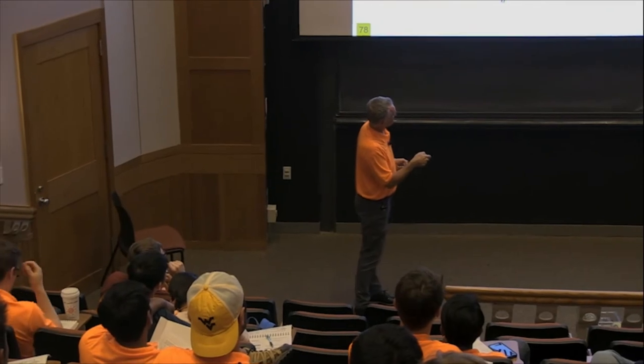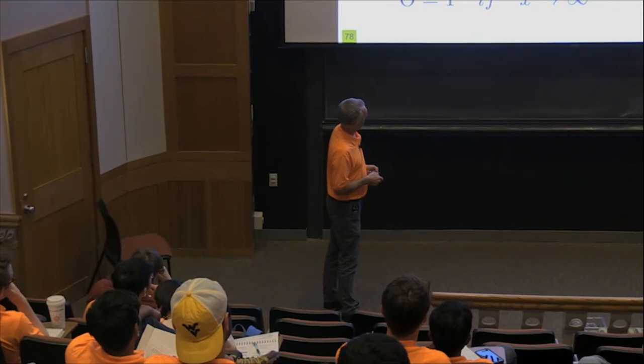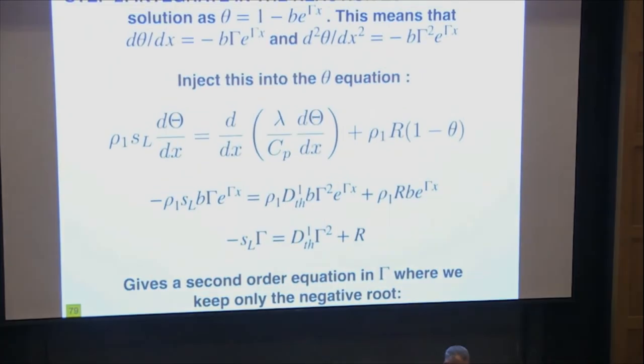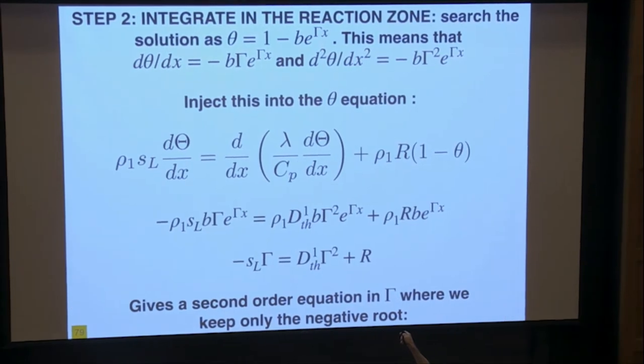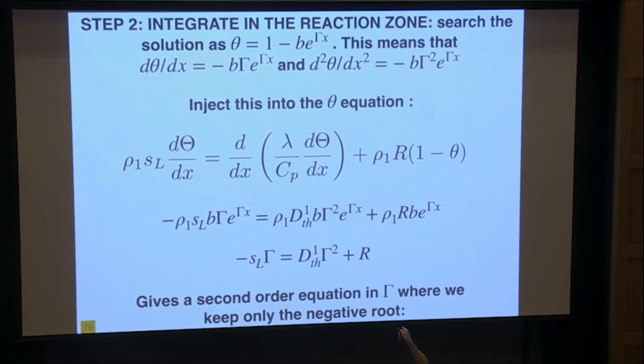Now, to solve this equation with this boundary condition, we go from the flame front to infinity. It's not such a big deal. You just have to recognize that it's going to be an exponential solution, so you can write it like this, a plus b exponential gamma x. If theta is written like this, its first derivative will be minus b gamma exponential gamma x, and the second derivative will be minus b gamma squared exponential gamma x. You replace that into this equation, you obtain this one. You can simplify the b, the gamma, the exponential gamma x, and you are left with a second order equation.